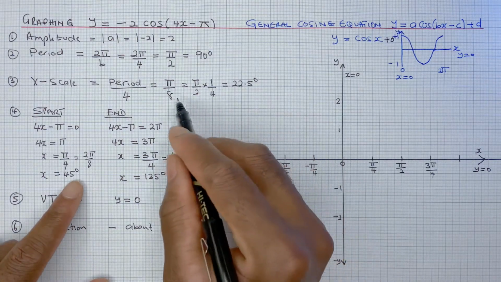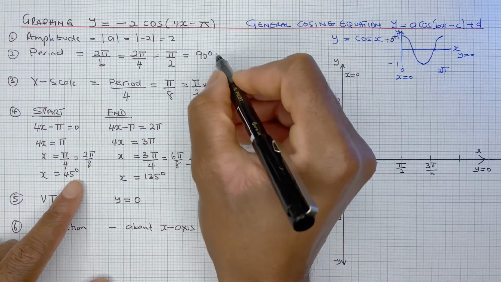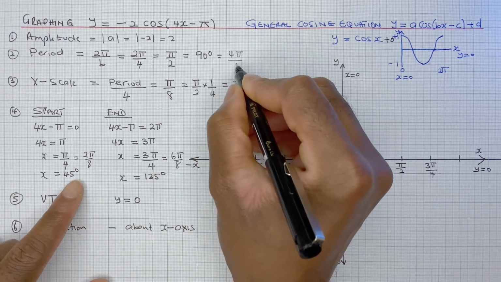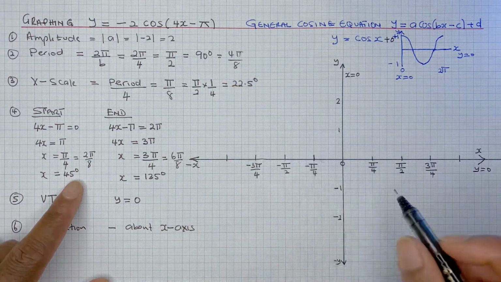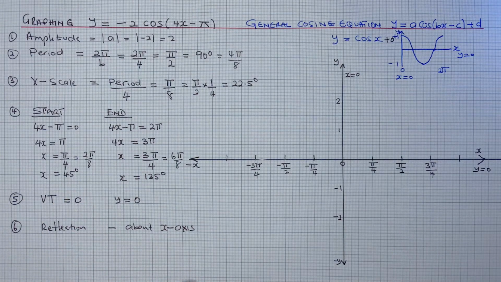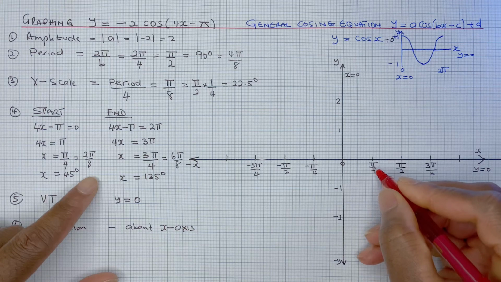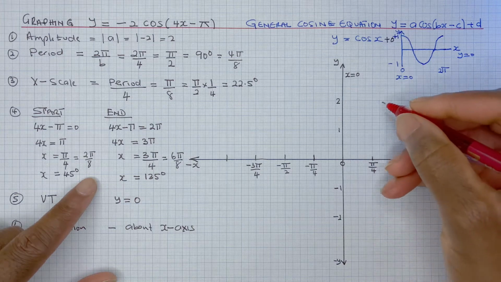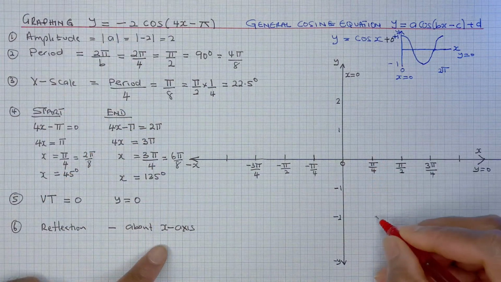And the period, pi over 2, you can make that 4 pi over 8, same thing, so times that by 4, top and bottom. Now the start of the period is at pi over 4, which is 2 pi over 8. So that's where we start, and I'll put the start there. But because it's a cosine, the positive cosine starts here, but it's reflected, so it's going to start at -2.